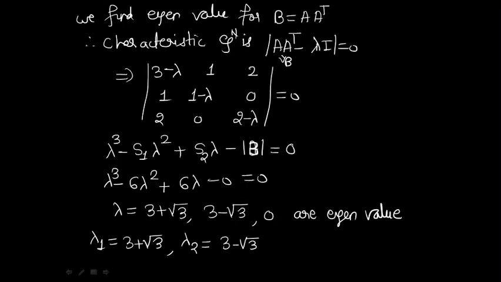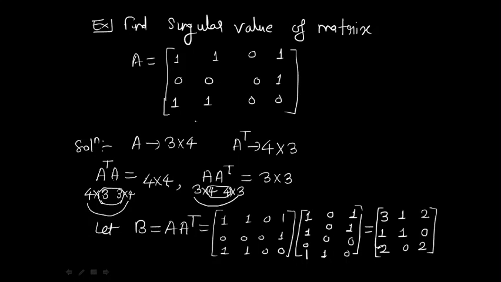So let's quickly see what we have done. First of all, you need to decide which matrix you will be defining as B. For this, we need the small size matrix. So we will evaluate quickly A into A transpose and A transpose into A, and whichever comes as a matrix of smaller size, that will be considered as B.